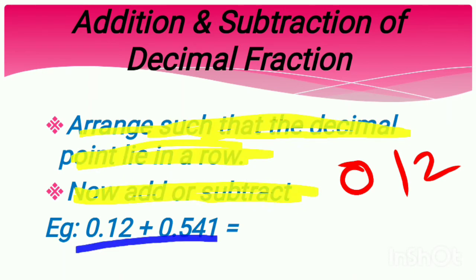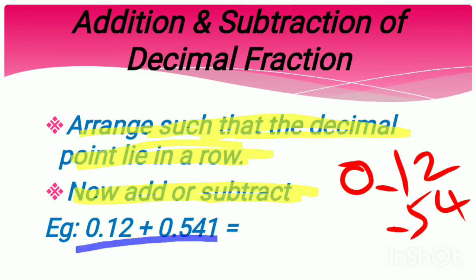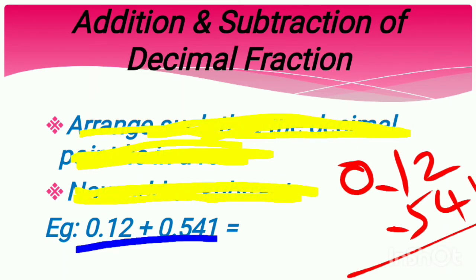Sorry for this point. Okay, next number 0.541. The decimal point should lie in a row, right? You have to keep the decimal point directly below the previous decimal point. Then we write 541. Add these two numbers and you will get the answer, nothing but 0.661. Okay, good.